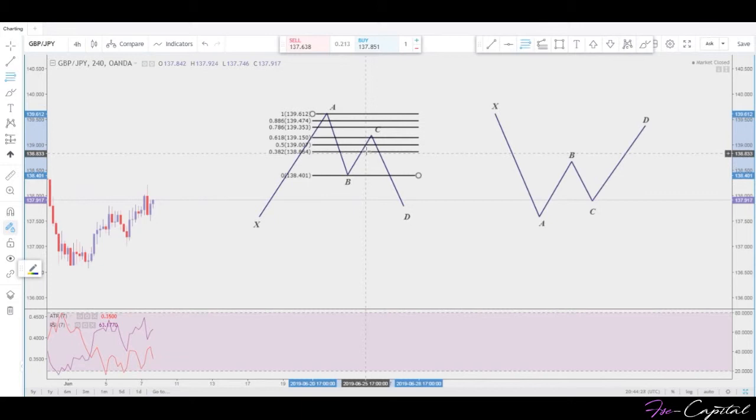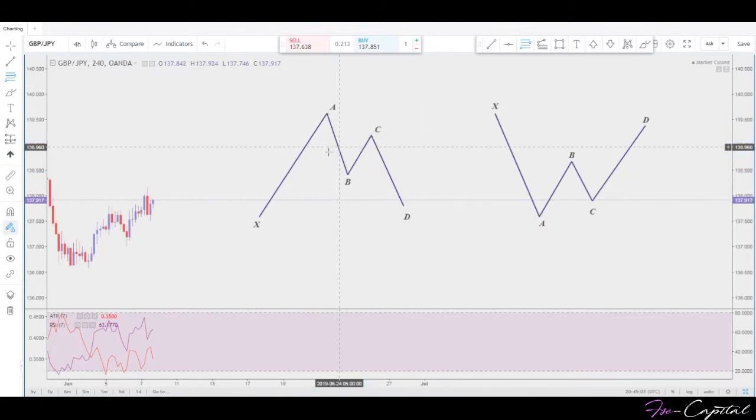Minimum, it should touch the 38.2 minimum, but it cannot go above A. So price can come and complete anywhere in between 38.2 and your A leg, but not break and close above A, or even break above A. So the C completion must touch the 38.2.